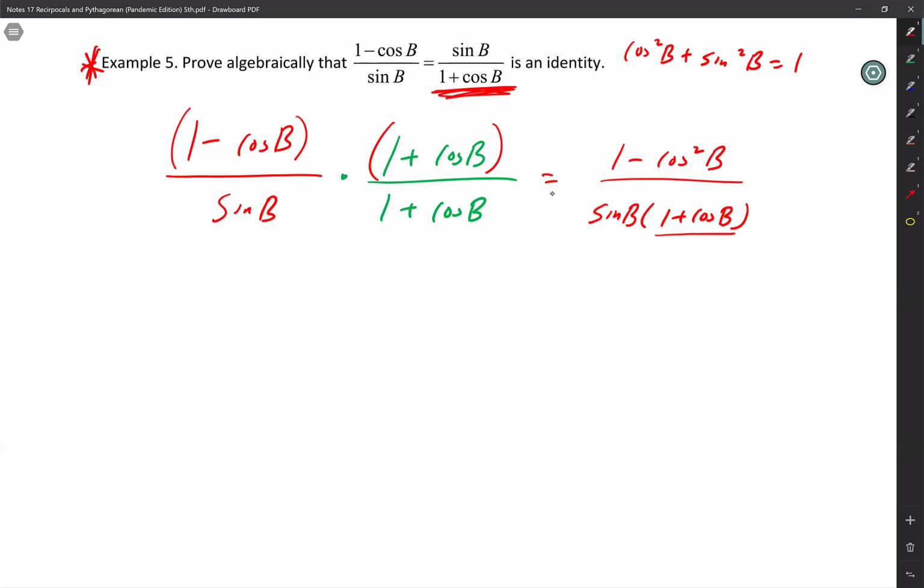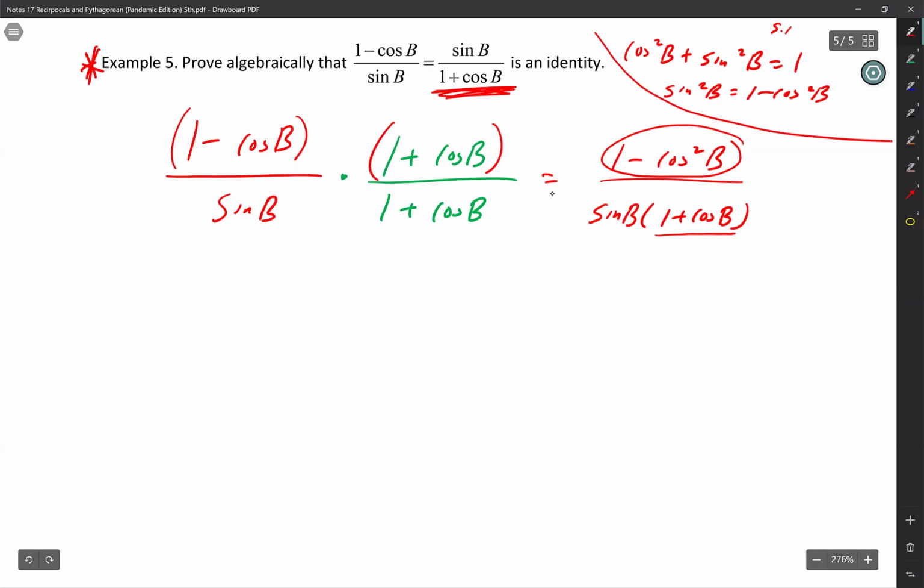All right. Now look, I have 1 minus cosine squared at the top. I'm going to substitute that with this. This is my sine identity: sine squared equals 1 minus cosine squared B. So I'm going to rewrite this and say, well, 1 minus cosine squared B is nothing more than sine squared. So I'm going to write sine squared B over sine B times 1 plus cosine B.